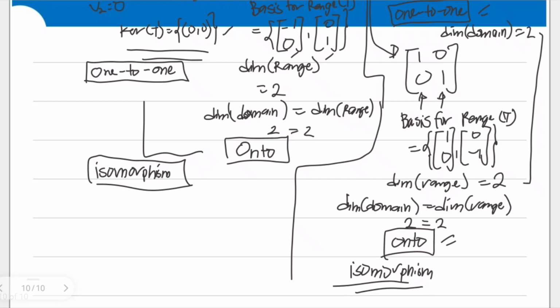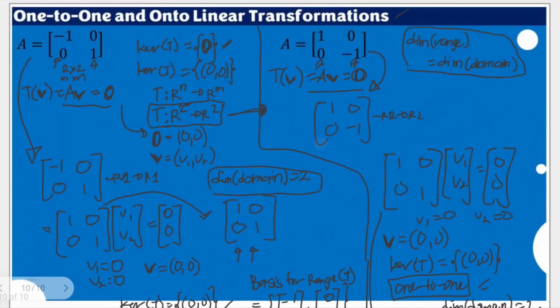So this is how we determine one-to-one and onto linear transformations. We only need to, again, come up with the reduced row echelon form, and of course, more importantly, declare the type of linear transformation. And with that, we also inserted the idea of isomorphism once we have shown that the linear transformation is both one-to-one and onto.